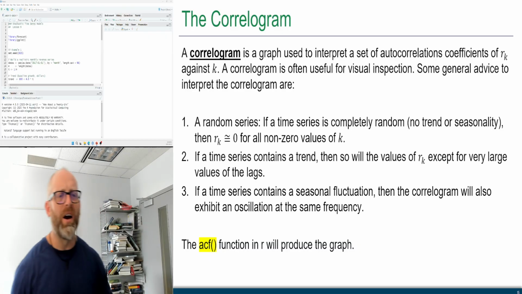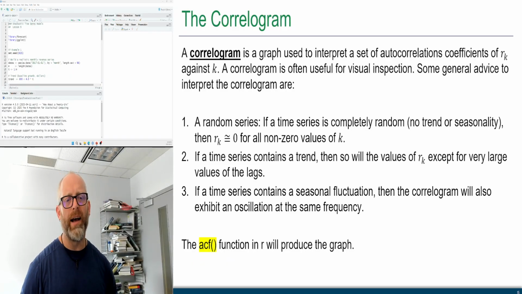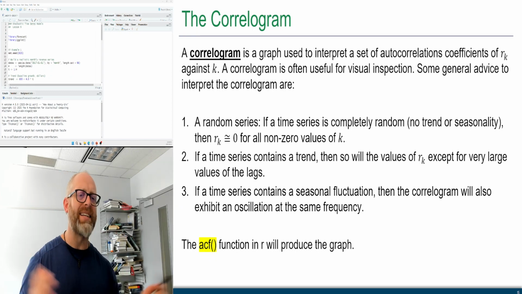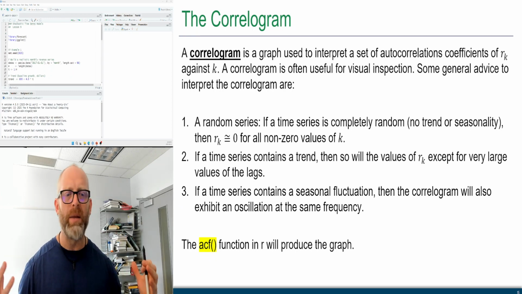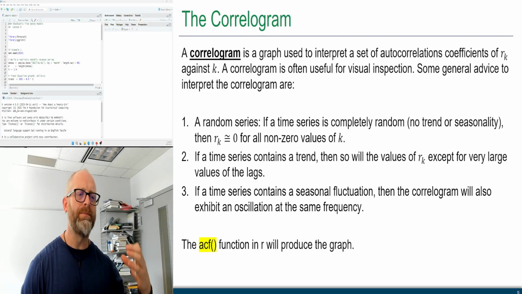This graph on our y-axis represents r sub k, or the approximation of the covariance, and then k is our x-axis, so it's just done over the different periods of time. A correlogram is often used for visual inspection. Some general advice when we interpret this is as follows.